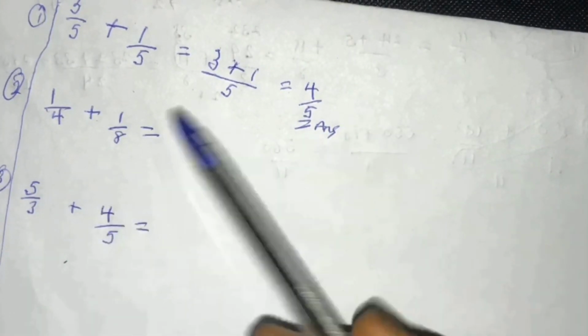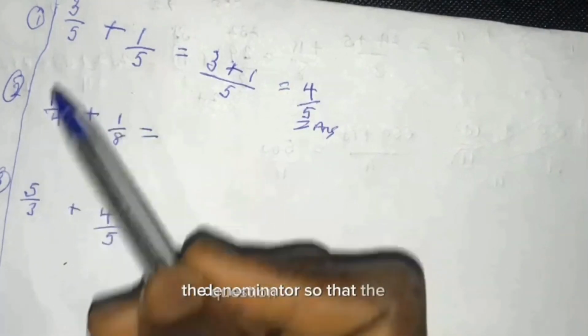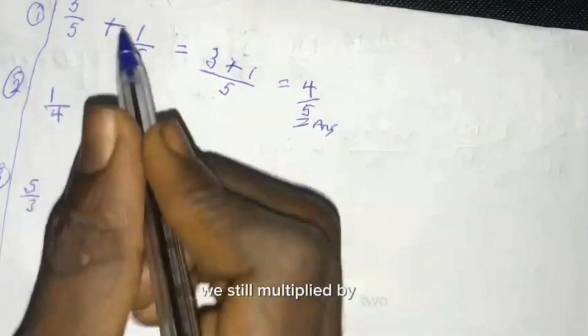Going to the next question, we are going to use the multiplication method. You see this, the fractions do not have the same denominator, this 4 and this 8. But there's something we can do. If you multiply 4 by 2, we are going to get 8. And in mathematics, what you do to the numerator, you have to do to the denominator so that the equation can be balanced.